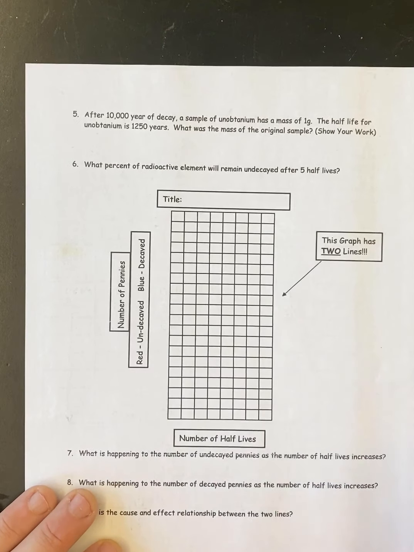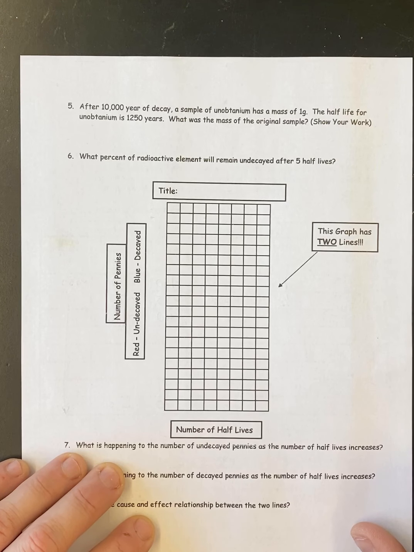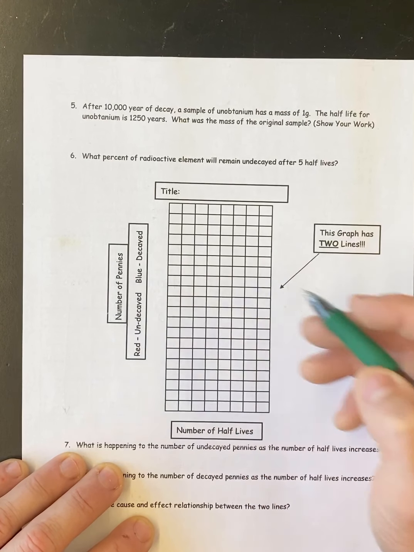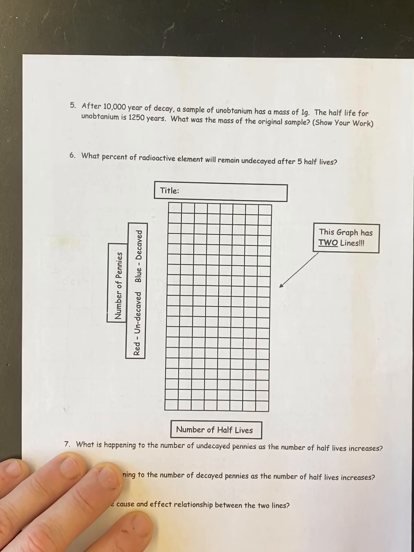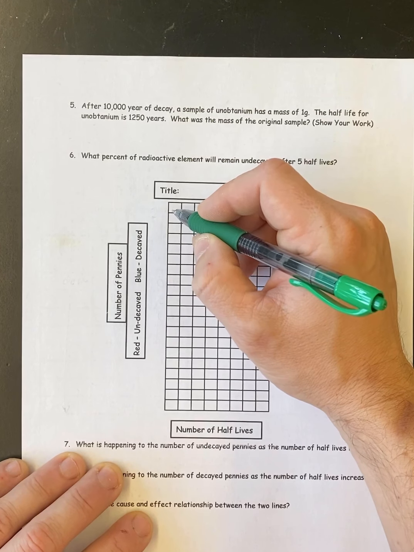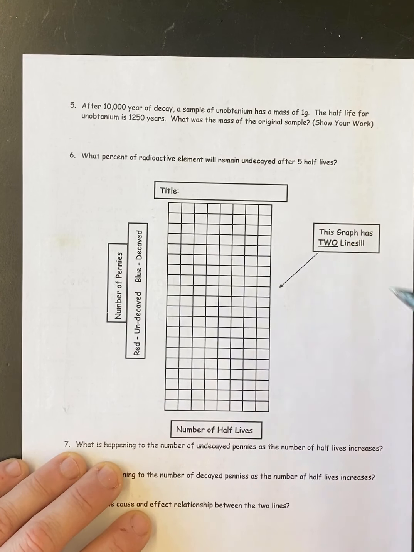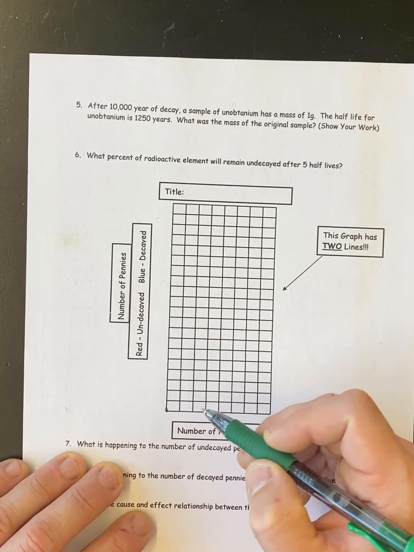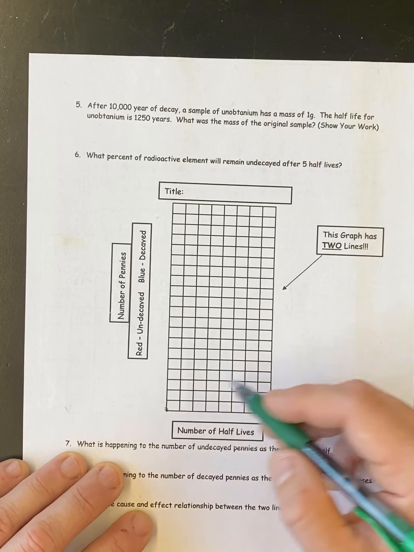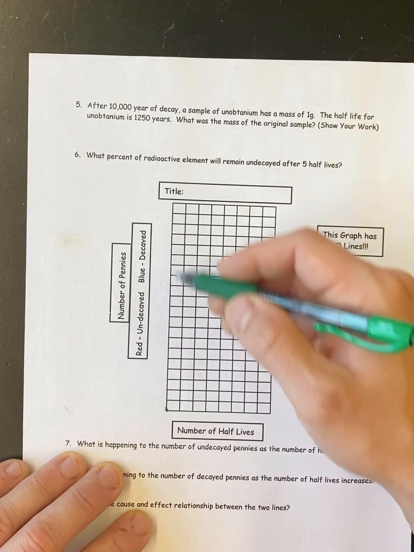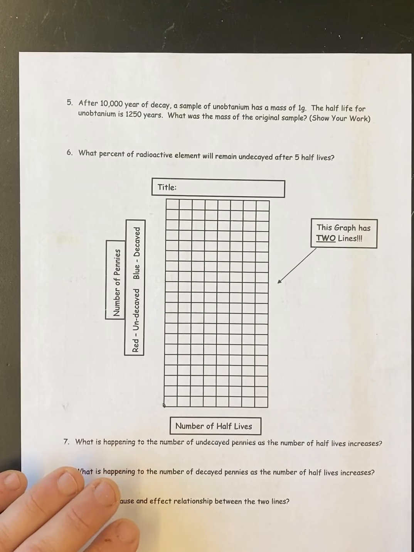For number 6, you're going to graph your results. Remember, there's going to be 2 lines on this graph. You're going to have the red line for undecayed, which is going to start out really high, and it's going to go almost down to 0. And then you're going to have your decayed ones, which start out at 0 down here, and go up and over. So one goes up and over, and the other goes down and out, kind of like that, but I'm going to let you graph them. Then you're going to color them red and blue.